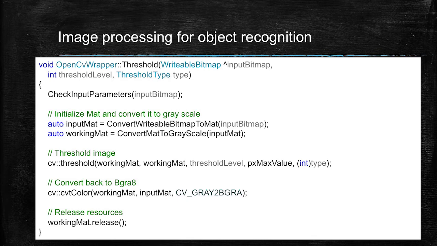And then I need to convert the image data from the WriteableBitmap, which is the UWP object, to the Mat object, which is used internally in OpenCV. Then I also have a working buffer, and then perform the threshold by simply calling the threshold function from the OpenCV library, and then make some color conversion and release the resources.